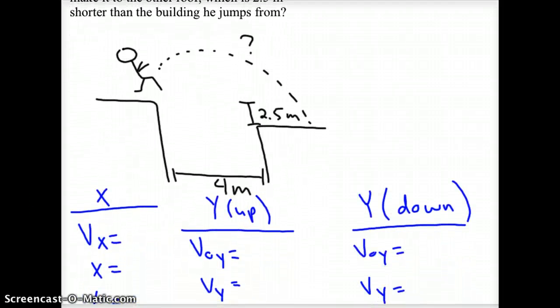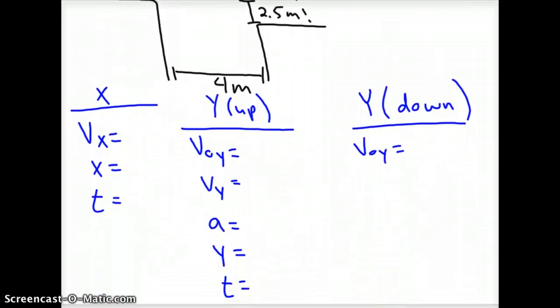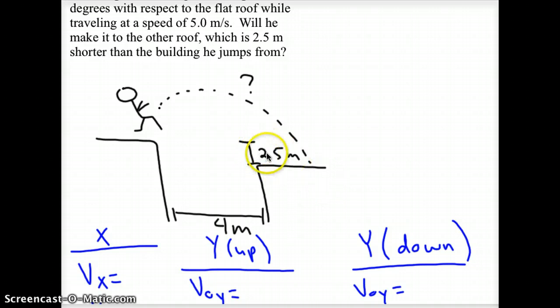So here's my picture. It's always good to start with a picture. And here's my kinematics setup. I have my x displacement, no acceleration because we ignore air resistance. We have our up column and our down column. This time these will not be mirror images because he falls down farther than he went up.